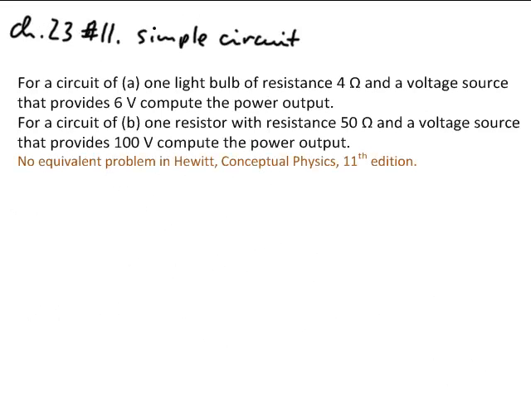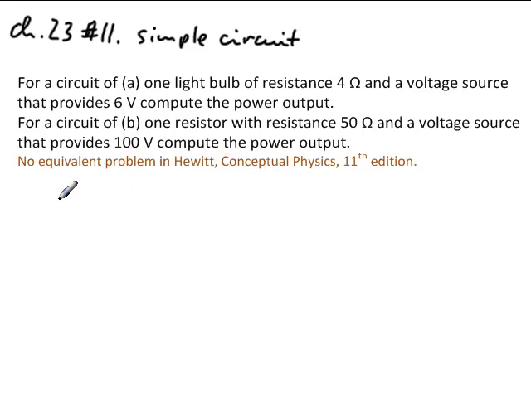This problem is from chapter 23, number 11, a simple circuit. And it says, for a circuit of one light bulb of resistance 4 ohms and a voltage source that provides 6 volts, compute the power output. And then part B is, for a circuit of one resistor with resistance 50 ohms and a voltage source that provides 100 volts, compute the power output.